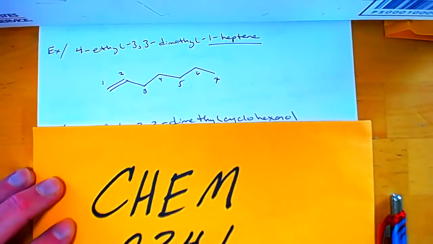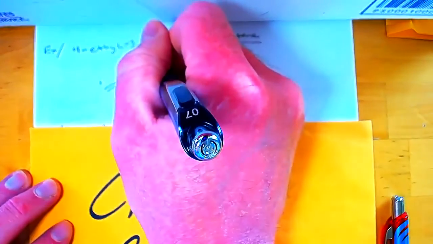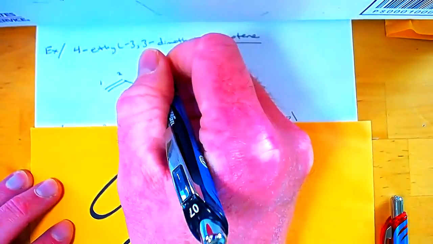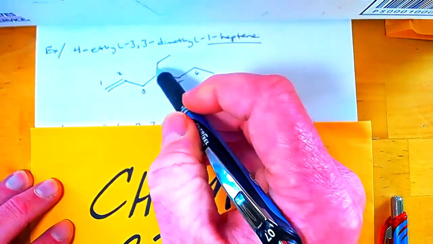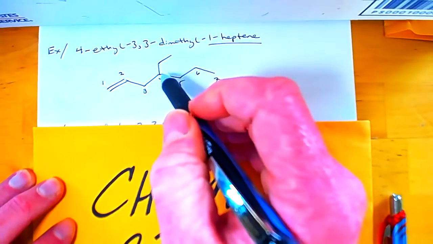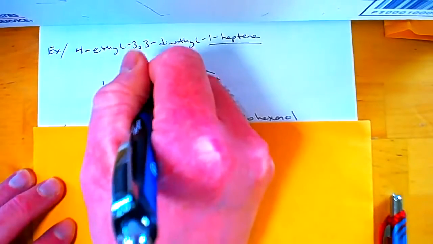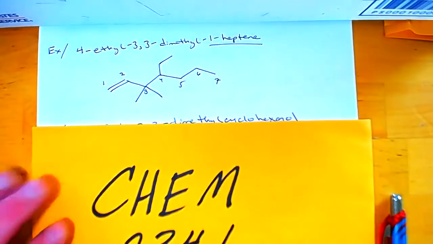And then 4-ethyl means we're going to have an ethyl group coming off of the number 4 position. You could draw it pointing out like this to the side, or it can be drawn the other direction. Those are both equivalent because it's just a sigma bond rotation. And then 3,3-dimethyl means that you've got 2 methyl groups coming off of the number 3 position.